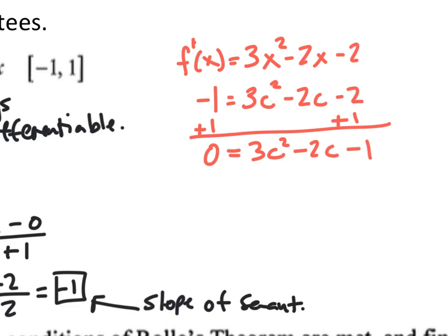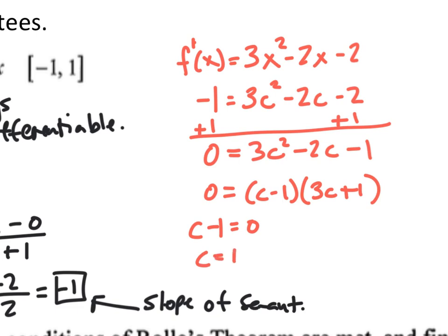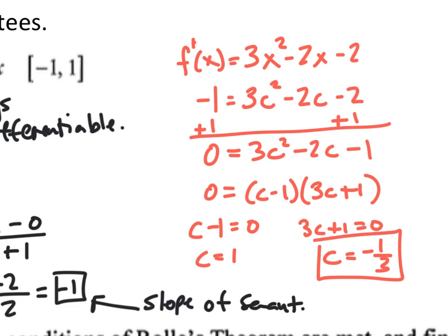And that's actually going to factor out to 0 is equal to c minus 1 times 3c plus 1. If I solve each of these for c, setting c minus 1 equal to 0, I know that c is equal to 1, and 3c plus 1 equal to 0 gives c equal to negative 1/3. Then I need to see which one of these values is in between negative 1 and 1. So the value c equal to negative 1/3 is what we're looking for.